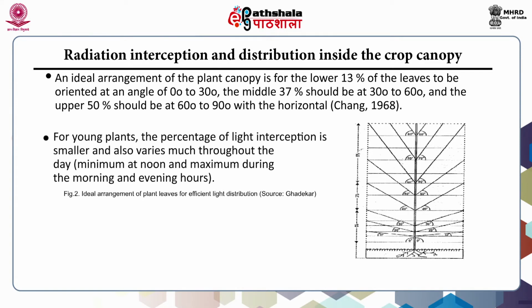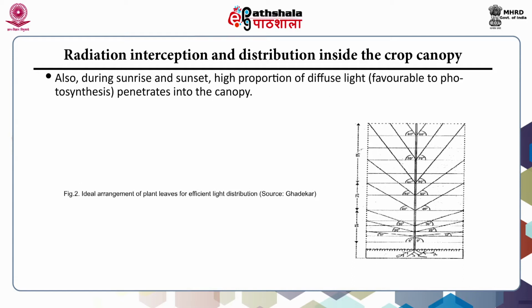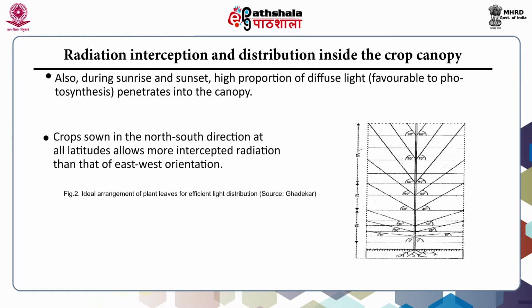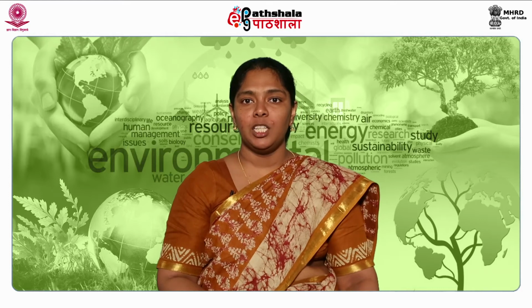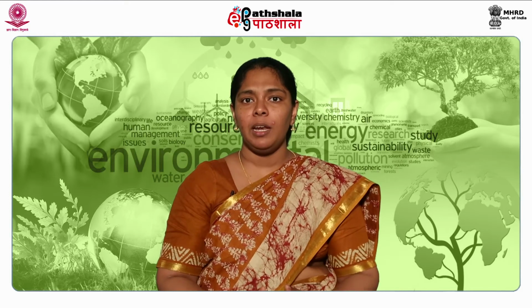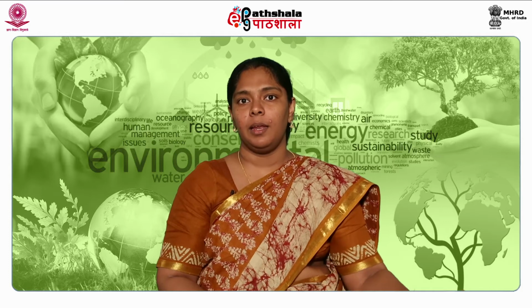For young plants, the percentage of light interception is smaller and also varies much throughout the day, that is minimum at noon and maximum during the morning and evening hours. Also, during sunrise and sunset, a high proportion of diffuse light, which is favorable to photosynthesis, penetrates into the canopy. The crops sown in the north-south direction at all latitudes allow more intercepted radiation than that of east-west orientation. So, here you can see the ideal arrangement of the plant leaves for efficient light distribution as we have already discussed in the earlier slide.